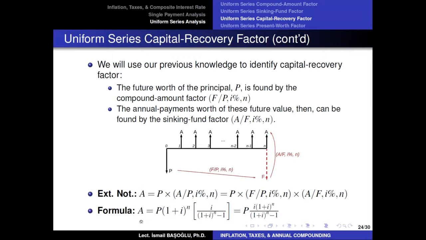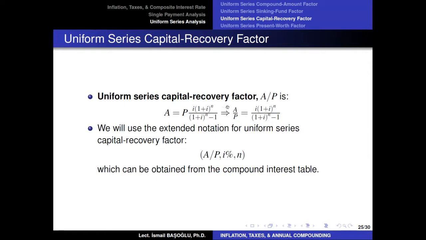And in the actual formula, F over P is (1 plus I) to the power n, and the sinking fund factor is I over ((1 plus I) to the power n minus 1). So when you multiply these formulations, you will get the formula for the uniform series capital recovery factor, which converts our principal to the annual payment size: I times (1 plus I) to the power n divided by ((1 plus I) to the power n minus 1).